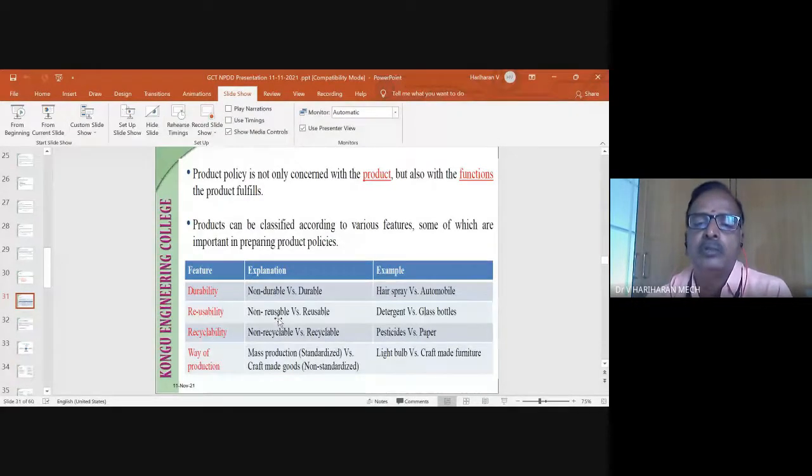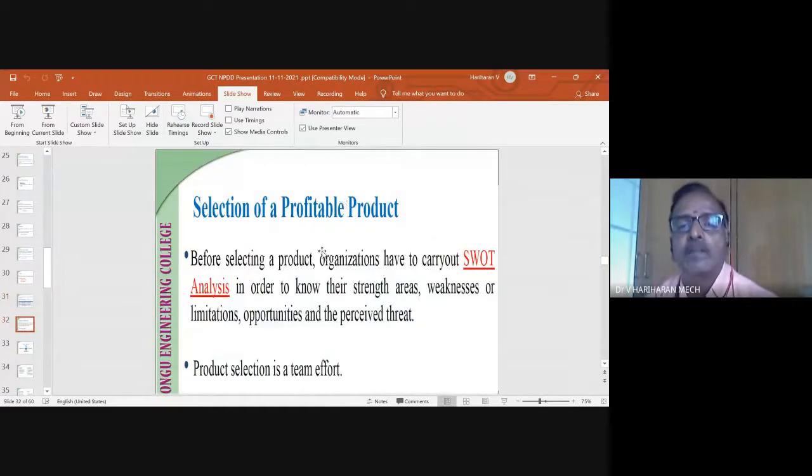Reusability: non-reusable, reusable. Your detergent soap is not reusable. Glass bottles are reusable. Recyclability: non-recyclable, recyclable. Pesticides are not recyclable, but your paper is recyclable. Way of production: mass production or craft-made goods. Light bulbs are mass production, craft-made furniture is a single product. So likewise, the product and its function is also very, very important for your strategy of the product life cycle.